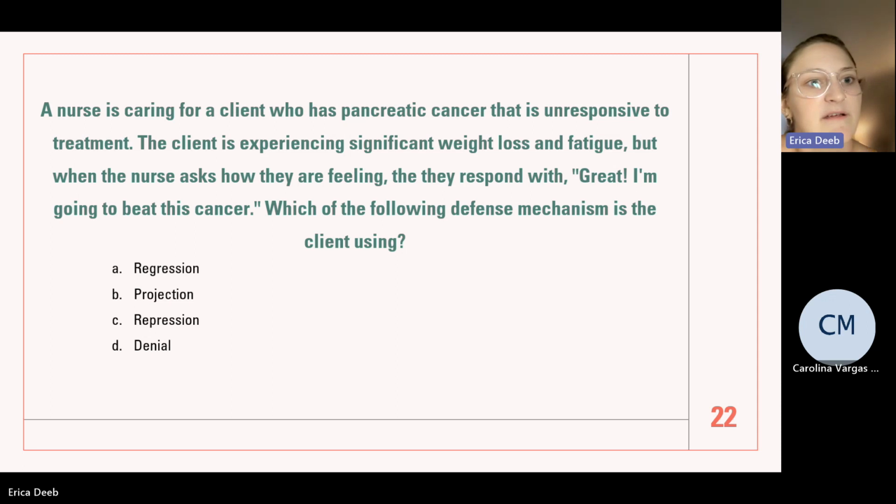So a nurse is caring for a client who has pancreatic cancer that is unresponsive to treatment. The client is experiencing significant weight loss and fatigue, but when the nurse asks how they're feeling, they respond with, "Great, I'm going to beat this cancer." Which of the following defense mechanisms is the client using? A, regression, B, projection, C, repression, or D, denial?